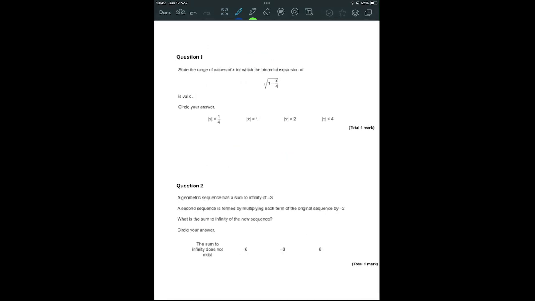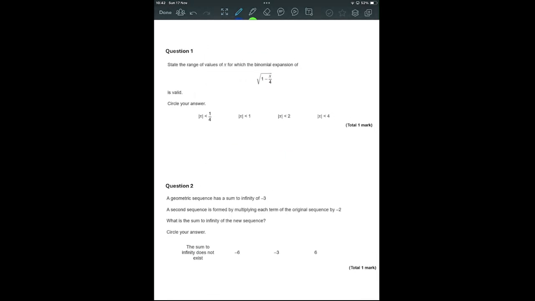So we always have our multiple choice questions to start. We're looking for the range of values for which this is valid. Now in the formula booklet under the expansion, it does tell you this is valid for mod x is less than 1, or particularly that bit is less than that bit. So for this one, that's saying that the mod of x over 4 is less than 1. Multiply it by the 4, this is mod x is less than 4.